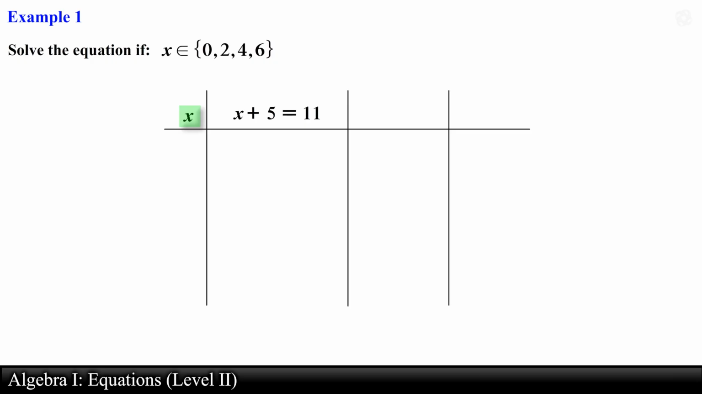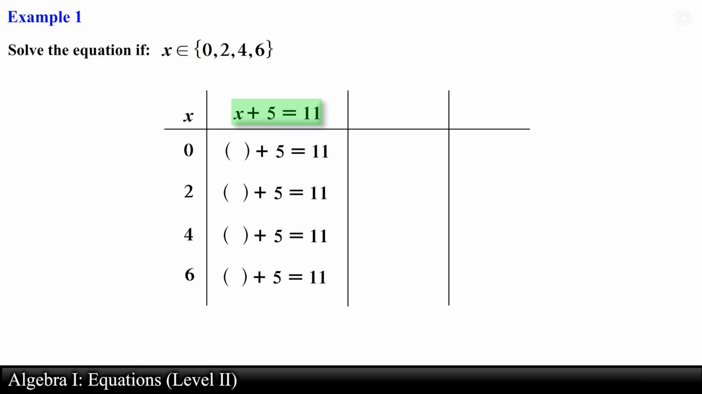The first column will contain the elements of the domain, in this case 0, 2, 4, and 6. The second column is where we substitute the variable of the equation with its respective element. The third column will contain the simplified equation after substituting the elements into the equation. And lastly, the final column will keep track if the statement obtained is either true or false.